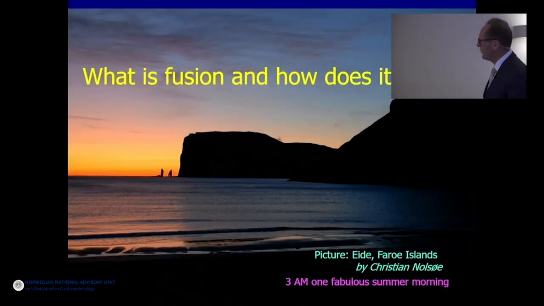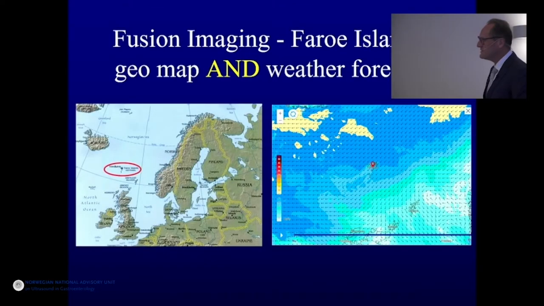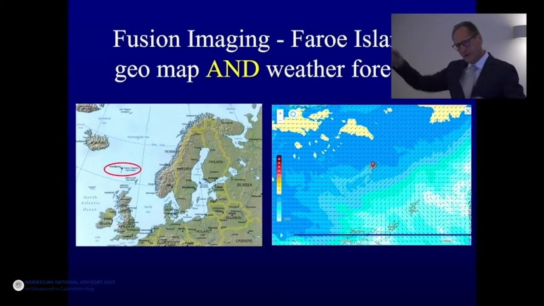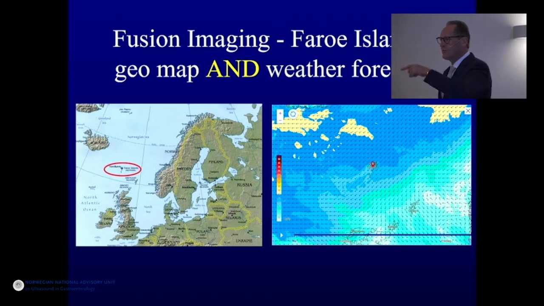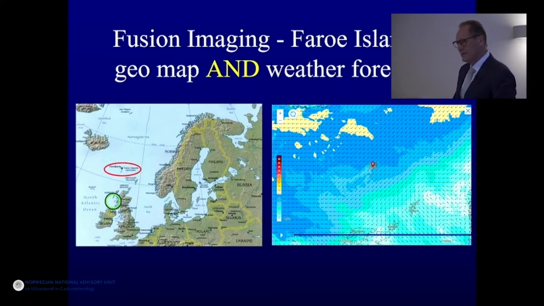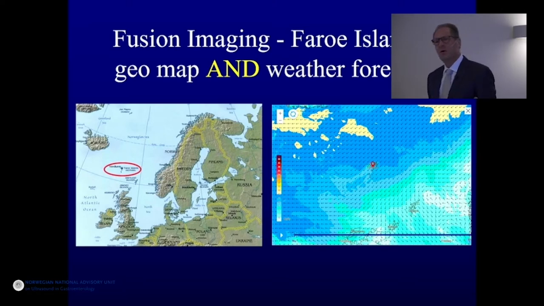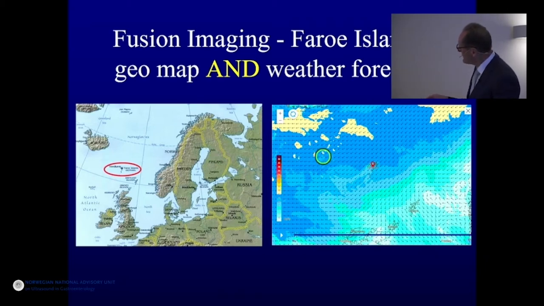What is fusion and how does it work? This picture is from the Faroe Islands, and I took it because my father was from there, so I've been there many times. The Faroe Islands, as you all know, they lie out in the ocean, just straight west of Bergen, actually, in between Iceland and Norway. So this is a geographical map, so we can see where the Faroe Islands are. You know that. But if you want to know more, if you are going sailing, for instance, you would like to know more than just where the Faroe Islands are. You also know how is the weather forecast. It could be dangerous in the North Atlantic. So when you put this information on top of the geographical information, you have a fused image.